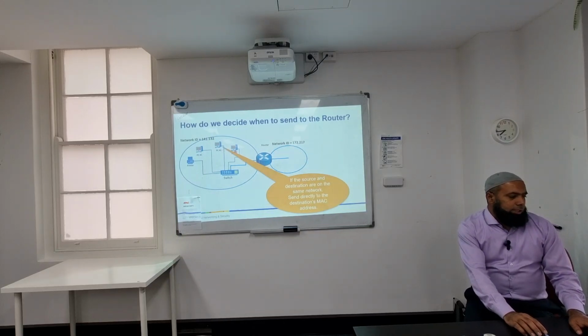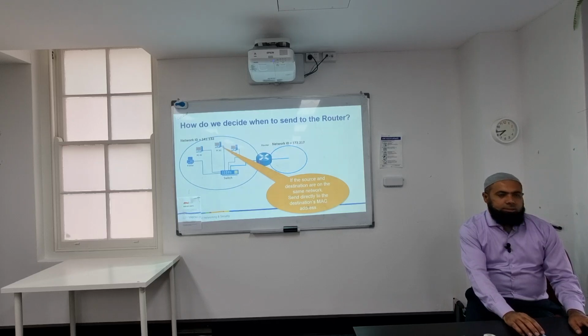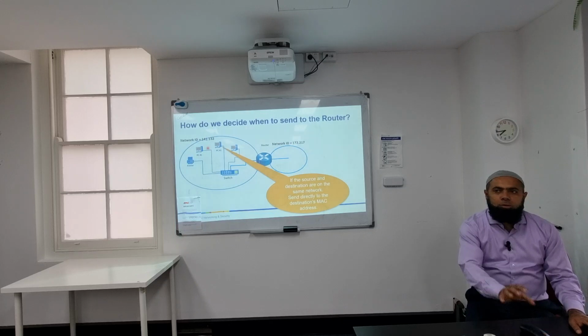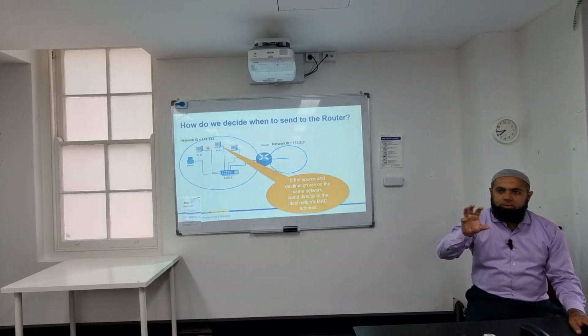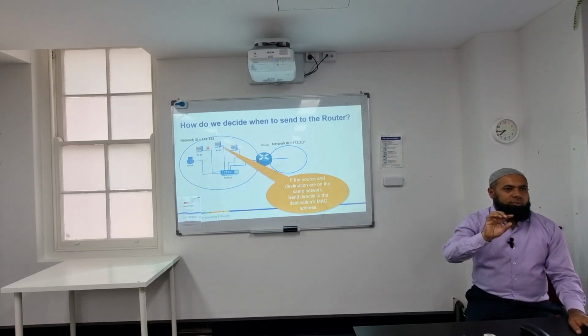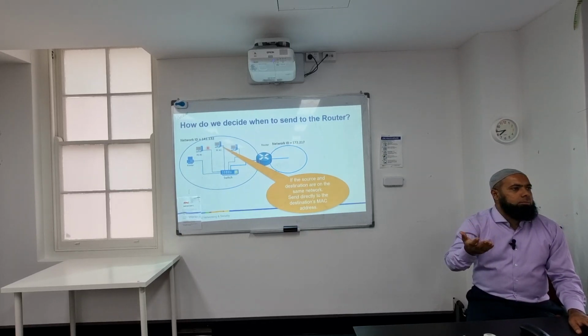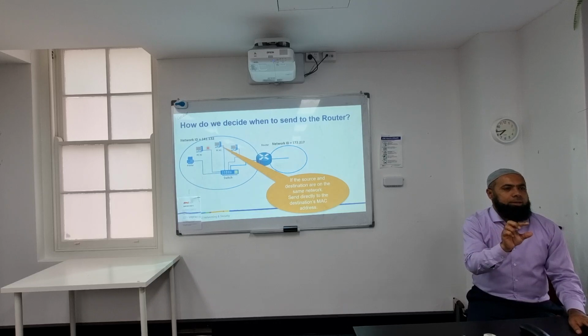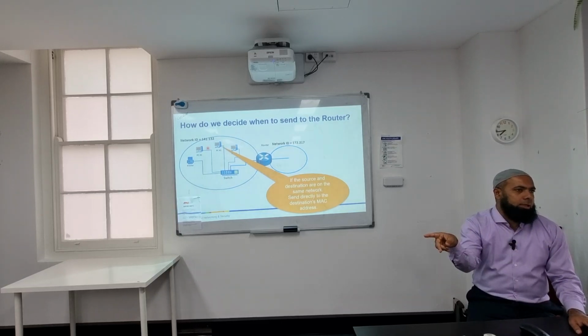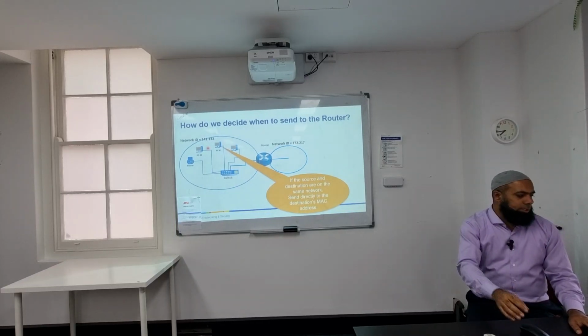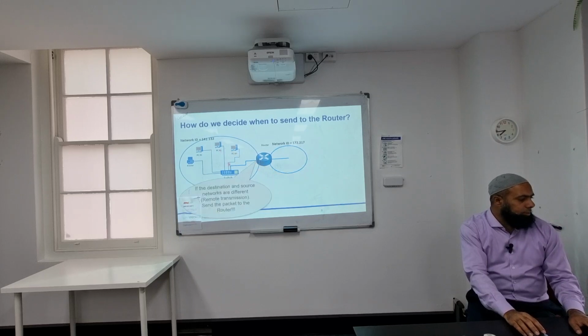Let's see: if the source and destination are on the same network, as I mentioned, send directly to the destination MAC address. Because remember that in our local network, we already know who has that IP address with which MAC address. So if that IP address matches, the system knows that this IP address belongs to this MAC address, send to this guy, and we are able to send that packet in the local network.